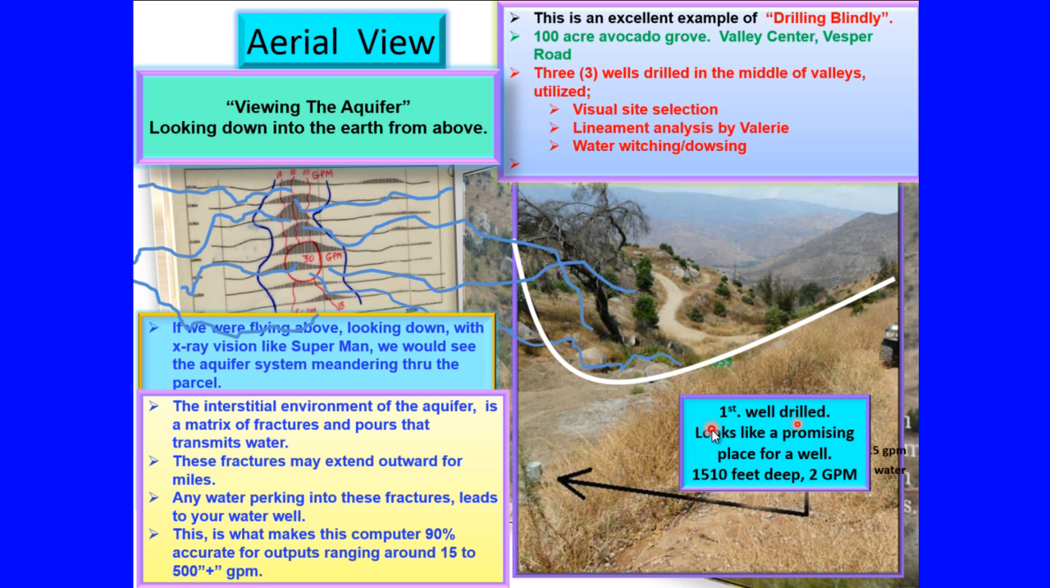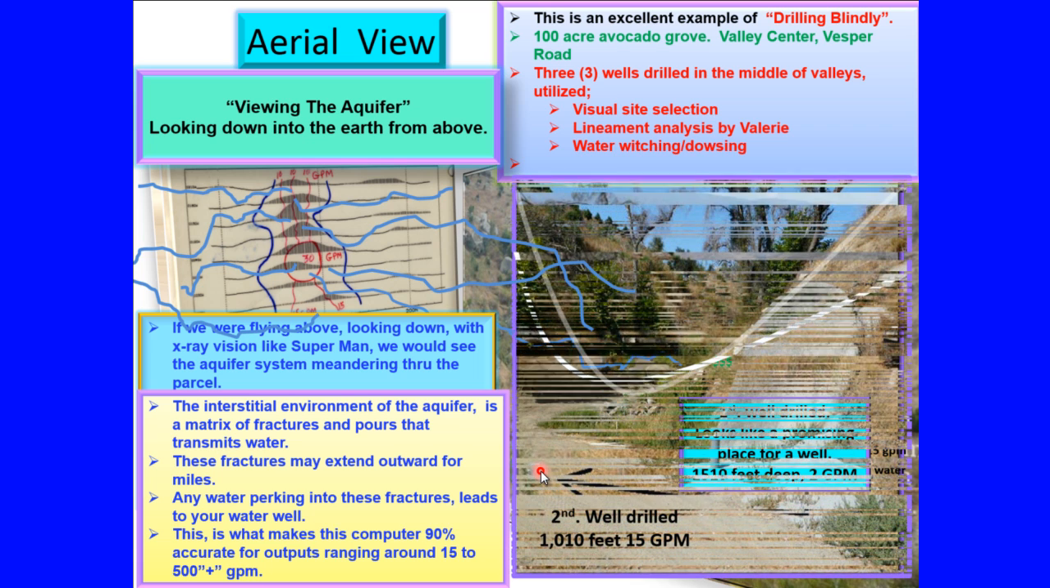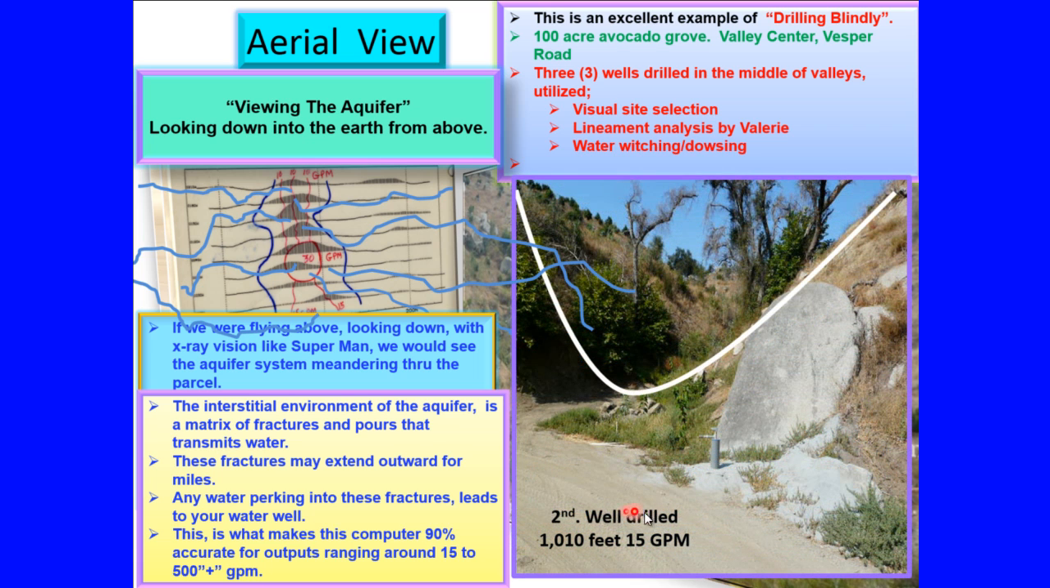First well drill looks like a promising place for a well. This is the valley contour, 1,500 feet, 2 gallons per minute. Second well drilled, 1,010 feet, 15 gallons per minute. This is the contour of the valley. Looks like a promising place to drill for a water well.